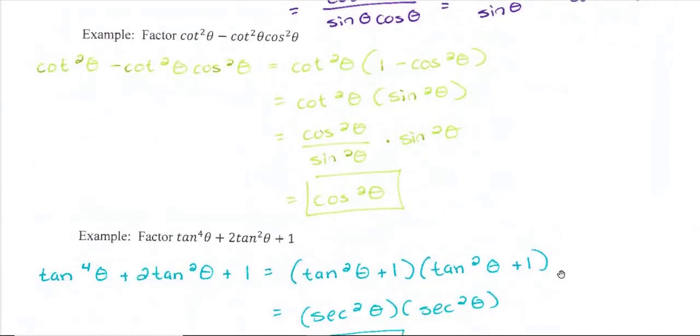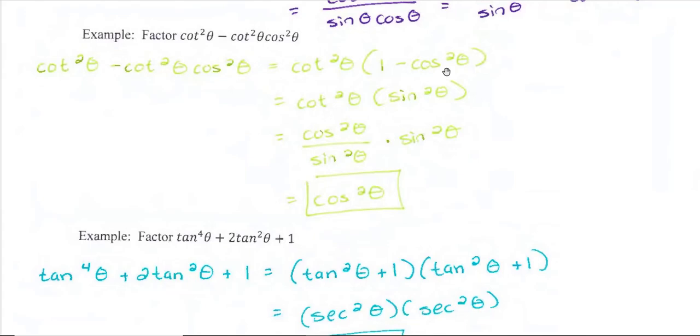Other things you can do with trig is, just like in algebra, you can factor. So you're going to factor in trig the same way you factor in algebra. Start by trying to factor out the greatest common factor. Cotangent squared minus cotangent squared times cosine squared. They both have a cotangent squared, so I pulled one out. And I'm left with 1 minus cosine squared. Well, what's 1 minus cosine squared?